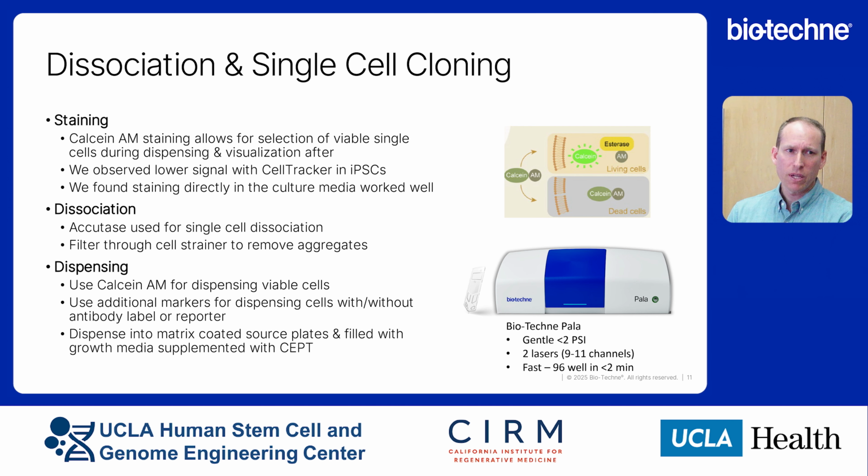So this breaks the cells up into single cells. And we also filter through a cell strainer to remove any larger aggregates. As I mentioned, we dispense using calcein to gate for live cells. But the great thing about the Paula is, because you have multiple fluorescent channels, if you wanted to select for a specific reporter construct that you're expressing, say mCherry or Pacific Blue or something like that, you could stain for that and increase the selection of your cell line that you're trying to develop.